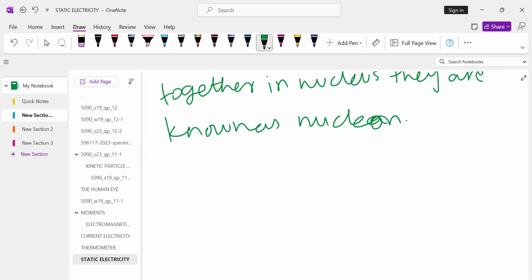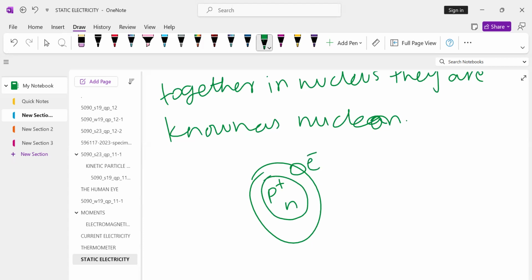Okay. Then you should know that electrons orbit around the nucleus. For example, this is the nucleus. Here are protons and neutrons. Neutrons are neutral, they have no charge, and the electron orbits around the nucleus. For example, this is a shell and this is an electron, and it orbits around the nucleus.